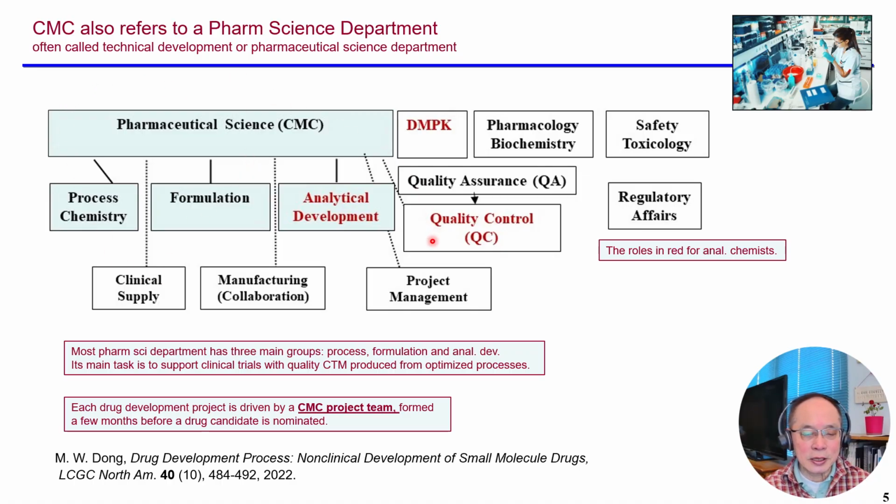Here is the CMC organization, Pharm Science Department of a typical company, using the three pillars of process chemistry, formulation, and analytical development. Shown also here are some peripheral associated functionality and departments, such as PKDM, pharmacology, safety, toxicology, regulatory affairs, QA, QC, project management, manufacturing collaboration, and clinical supply. Those labeled in red are roles played by analytical chemists.